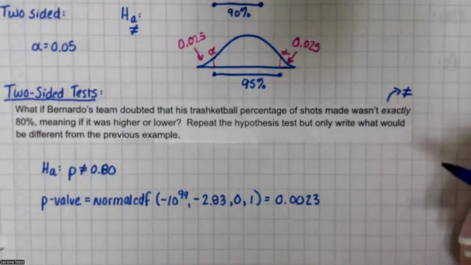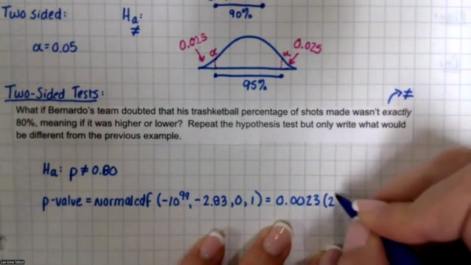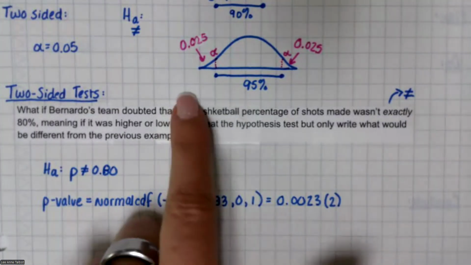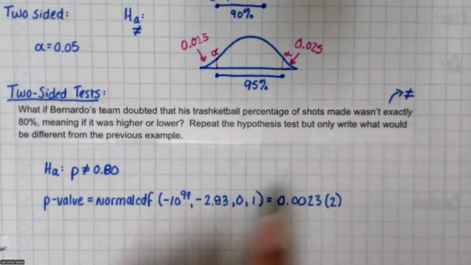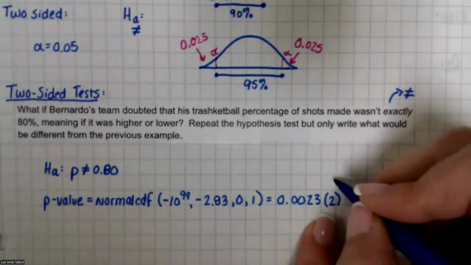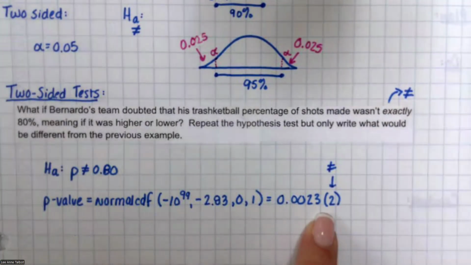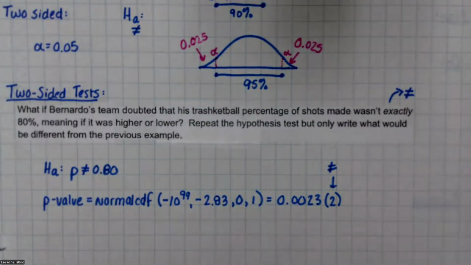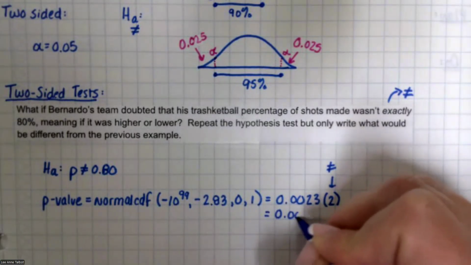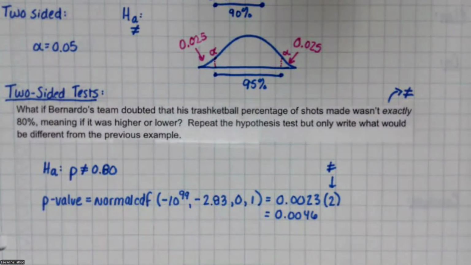However, you have to take this final answer and multiply it by 2 because you don't know if you're less than or greater than. So you have to take into account both areas. So if it's not equal to, and only when it's not equal to, you have to multiply the p-value by 2 because it could be low or it could be high. You're not sure. Which is 0.0046. And we would still get to reject the null hypothesis in this one because our z-score was so low, but it makes it a lot harder to reject the null hypothesis. That's it. Did you get it? I did.